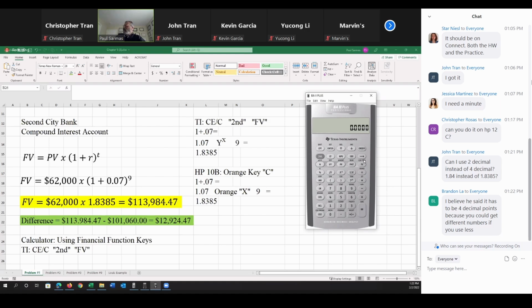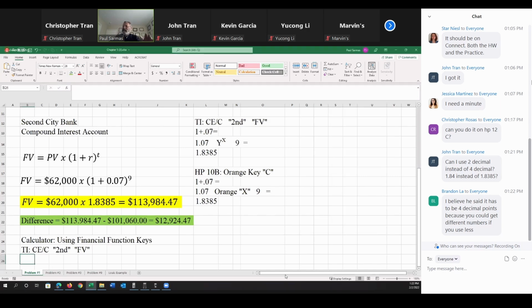Clear TVM, which is time value of money. This is what we do. So that's what you do: second FV. You clear the time value of money. Later on, you clear something else, and I will show you that when the time comes. Okay, this is what I want you to do.